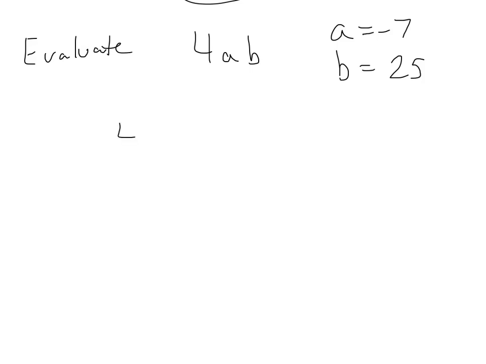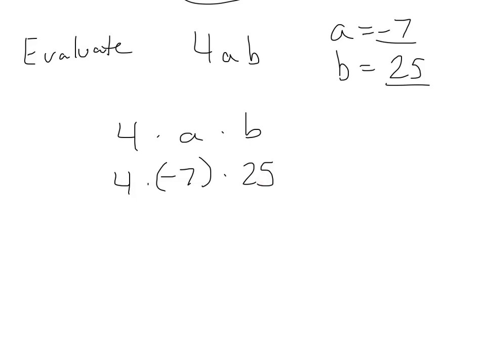All right, so hopefully you got 4 times A times B, and then you plugged in negative 7 for A and 25 for B, and got 4 times negative 7 times 25. Now I could just associate these two, or associate these two. However, if I'm using mental math and I want to be quick about this, what I can realize is that I know what 4 times 25 is.